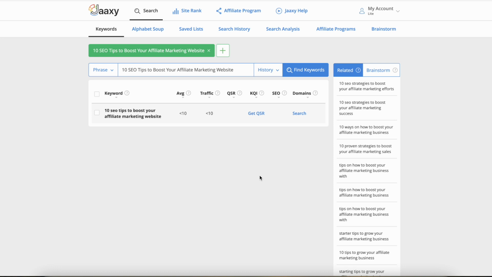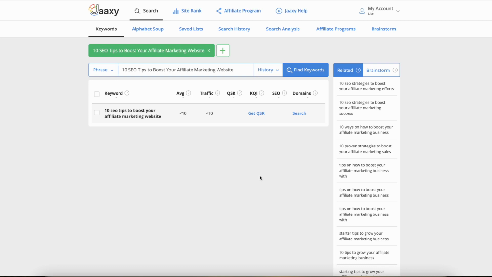So, using Jaaxy, basically you can figure out what your audience is searching for on Google, and then you can create content to answer their questions or solve their problems. This way, you don't actually have to sell anything to someone. People are already searching for products and services, and you just have to show up when they search for it on Google and recommend something to them.